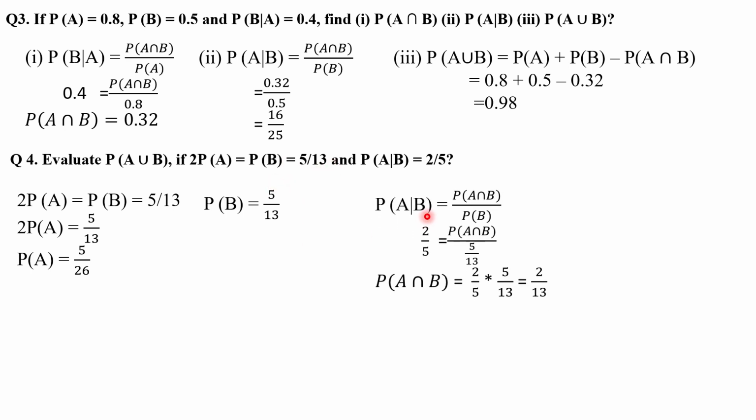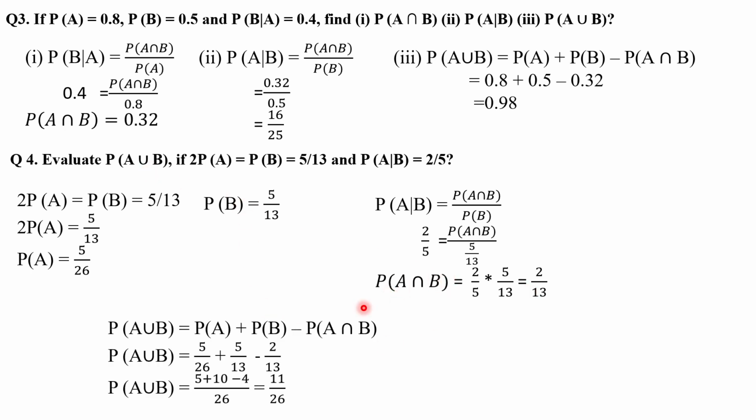And now this is the formula for probability of A given B, so P(B) is the denominator, and you just need to put in the values and you will get the answer. Now you get the probability of A intersection B, and what you need to find out is the probability of A union B. We know the formula: probability of A union B equals probability of A plus probability of B minus probability of A intersection B. But here we have probability of A and probability of B, but we didn't have the probability of A intersection B. That's why we use that formula to find the value of probability of A intersection B. Now we know the value of probability of A intersection B, then we just put the values and solve, and we will get the answer.